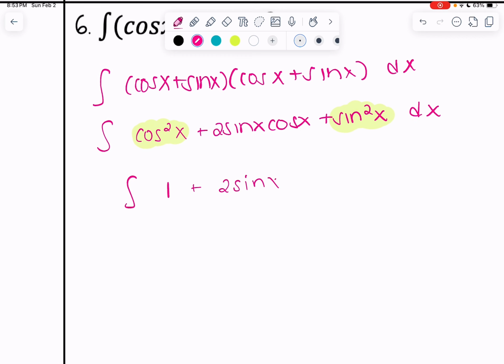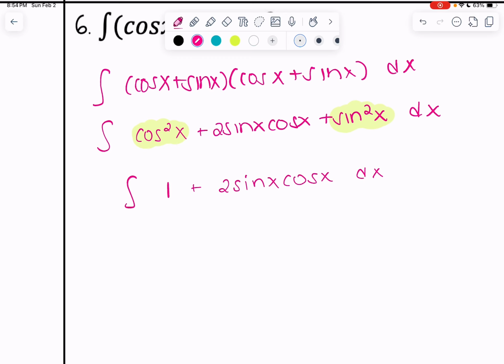So this problem, number 6 here, has a lot of rewriting. And in fact, I'm not done with the rewriting. So I have now 1 plus 2 sine x cosine x, or you could have 2 sine x cosine x plus 1. That would be fine too.